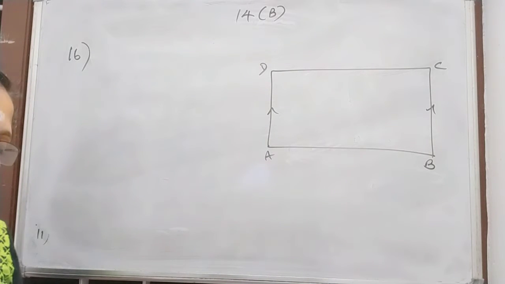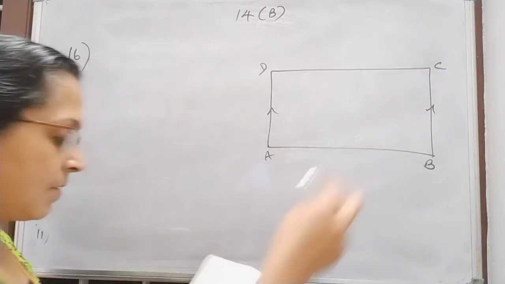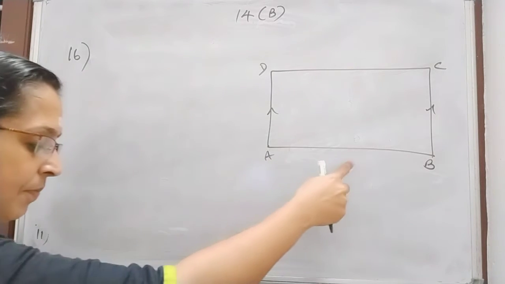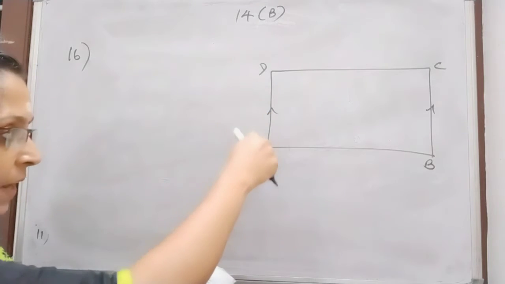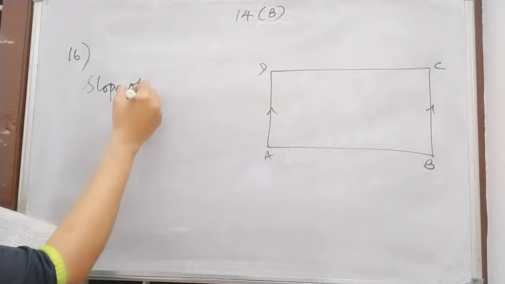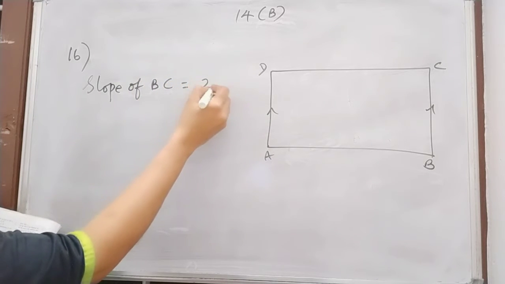16th question. The slope of side BC of a rectangle ABCD is 2 by 3. We have to find the slope of side AB and also the slope of side AD. So the slope of BC is given as 2 by 3.